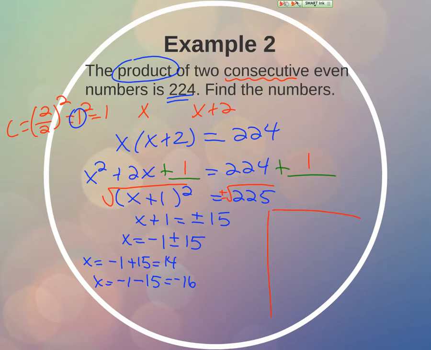Now, plugging that back in, let's say that x is 14, then 14 plus 2 equals 16, so I could have 14 and 16. Those two numbers are consecutive even numbers, and the product's 224. But if x is negative 16, then I would have negative 14. So negative 16 and negative 14 are also two consecutive even numbers whose product is 224. So both of those options work out. We've got another geometry-ish example coming up.